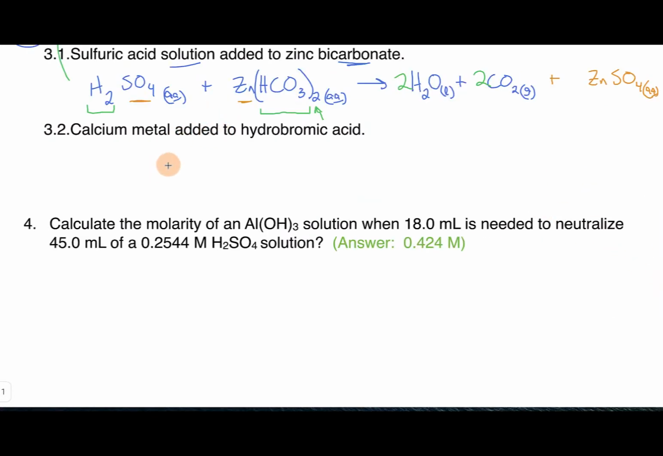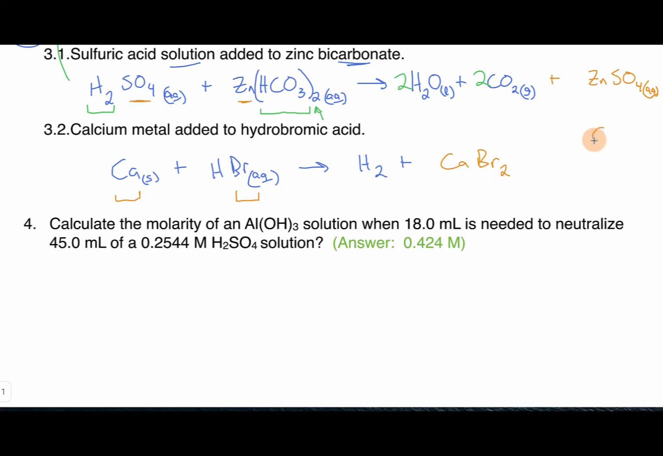Another reaction that we learned about in chapter 4 is when metals react with acids. And there's a bunch of different combinations that you can do with this. Calcium is a fairly reactive metal. Hydrobromic acid is fairly reactive as well. And then what happens here is that we're going to generate hydrogen gas plus a salt. That salt is going to be coming from the metal and from the anion that's associated with the acid. And so that's going to be calcium bromide.